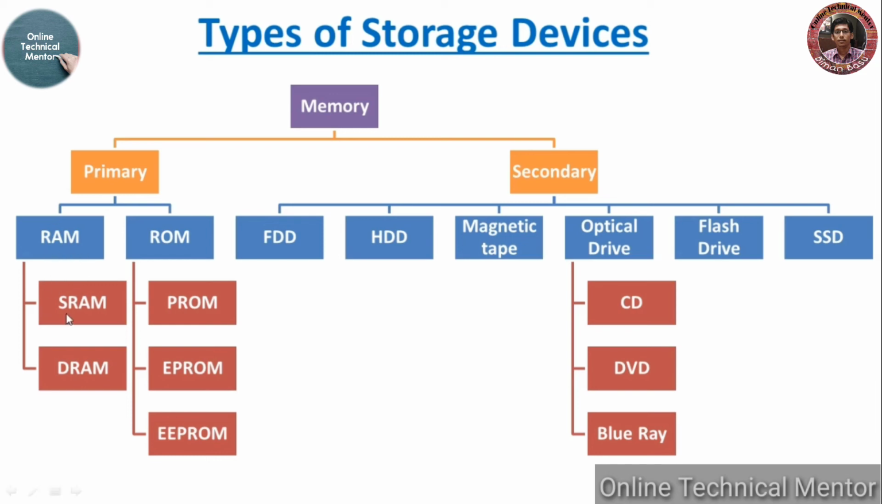Again, RAM is divided into SRAM and DRAM. SRAM means static RAM and D stands for dynamic. I will show you the difference between SRAM and DRAM just after this presentation. So for the time being, move to ROM, read-only memory.